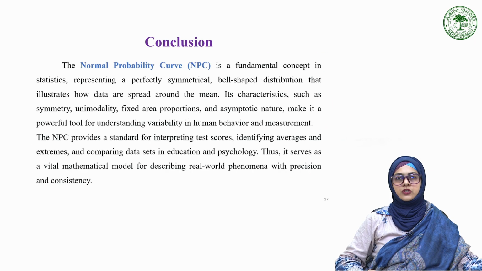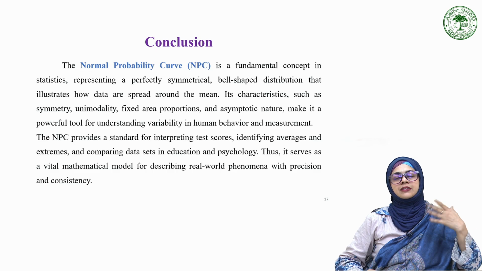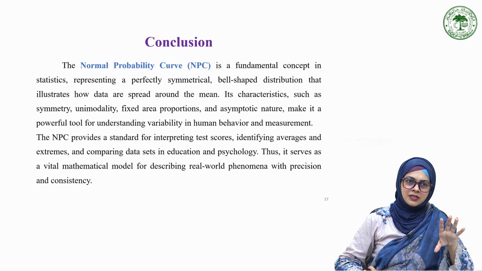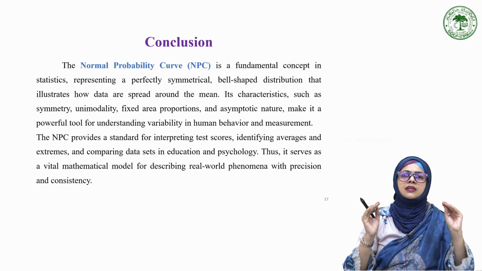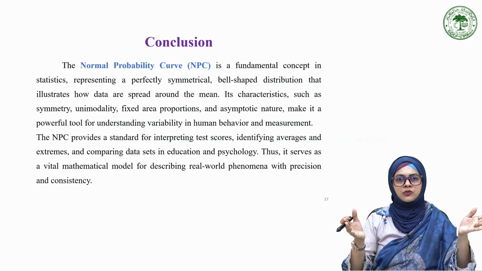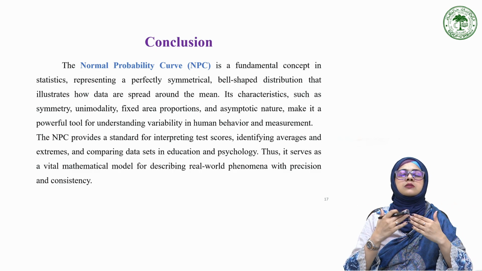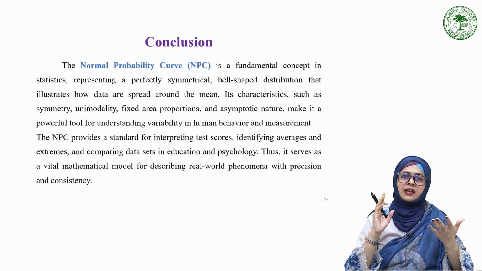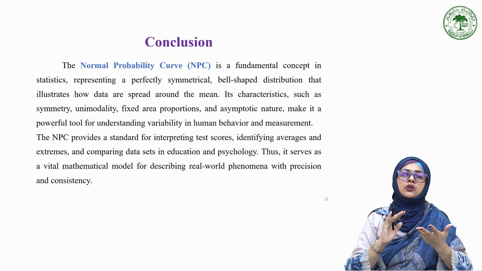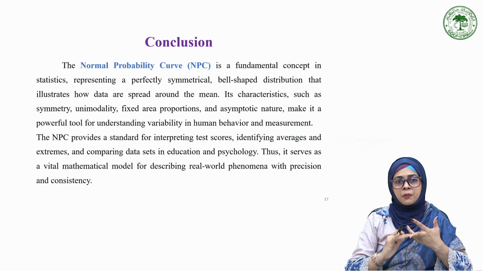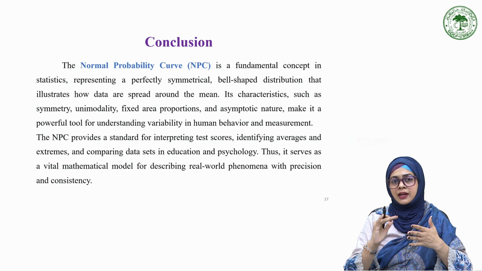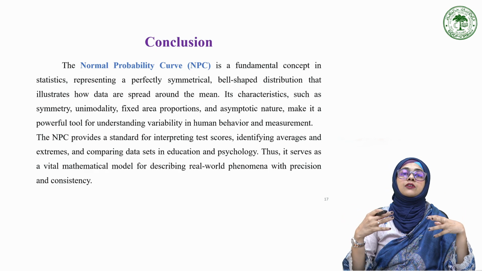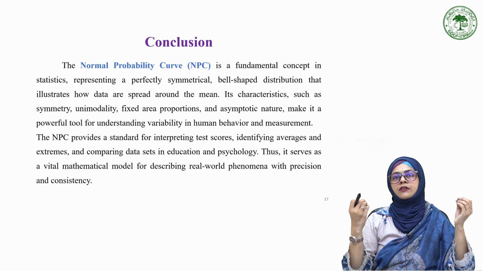Now, coming to the conclusion. So, what have we seen in this session? We saw that NPC is a fundamental concept in statistics which represents a perfectly symmetrical bell-shaped distribution that illustrates how data are spread around the mean, right? And all its characteristics, from symmetry to unimodality to fixed area proportions to the asymptotic nature, make it a very powerful tool for understanding the variability in human behavior and measurement.